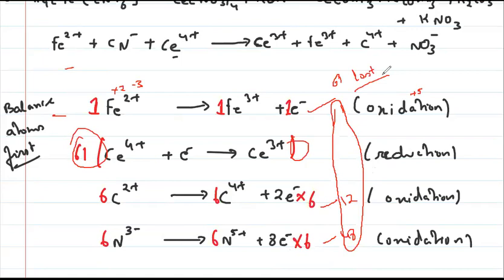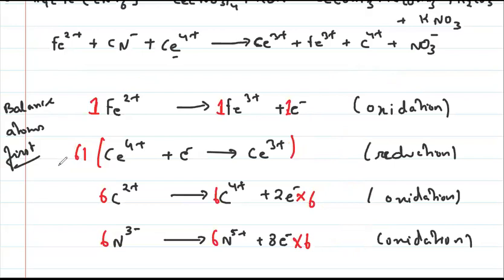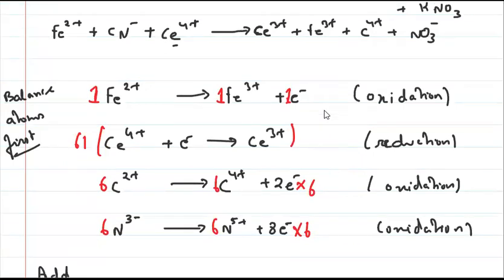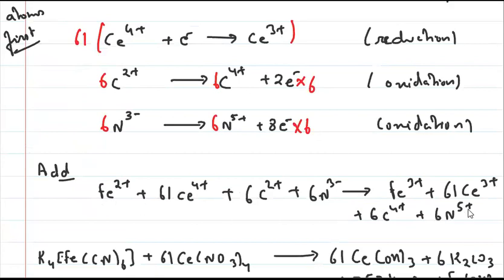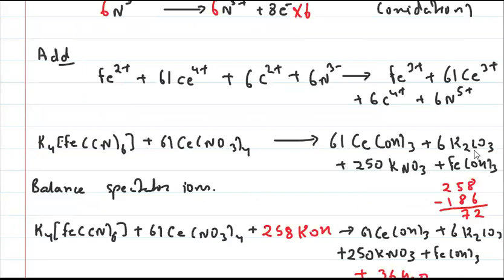Yes or no? Right, everyone? So there's only 1 reaction which gains electrons. So that's why we will multiply this reaction by 61. Now this is balanced, this is balanced. Add them. Same procedure. If you add them, this will be a reaction. Fe2+ is from K4Fe(CN)6. Now this will include 6C and 6N also. Now 61 is from 61 Ce(NO3)4, right? This is a balanced reaction.